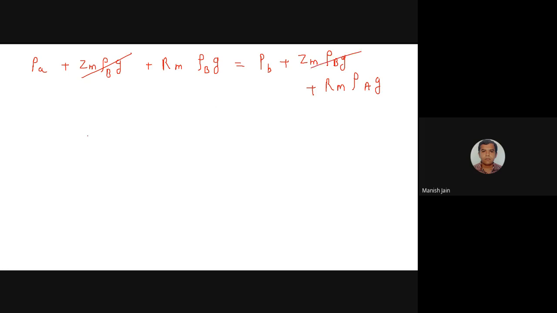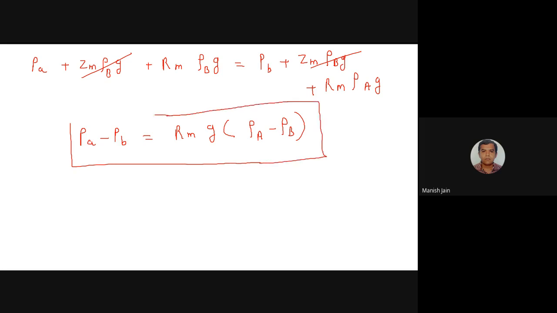So now I am just rearranging this equation, you will get PA minus PB equal to Rm g, which you can take common, multiplied by rho A minus rho B. So this is the equation which can be used to calculate the pressure difference between two different points by using the manometer. This is a very basic equation which can be used to calculate the pressure difference by using the U-tube manometer.